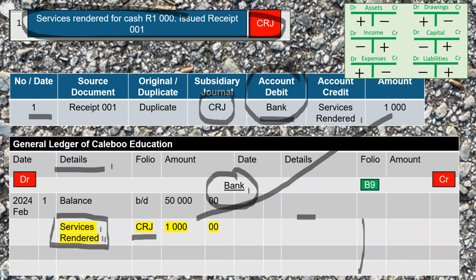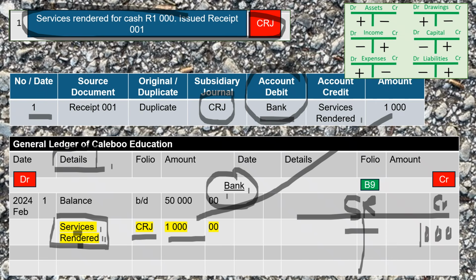Now what that means, if you've forgotten, we weren't required to do the services rendered account, but bank was debited and services rendered would have been credited. But you're required only to do the bank account, but under details you need to put the name of the other account, which is services rendered. So we've taken this transaction from the table and we've put it into the bank account. Let's do the next one.